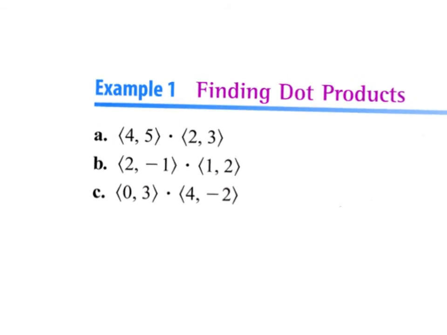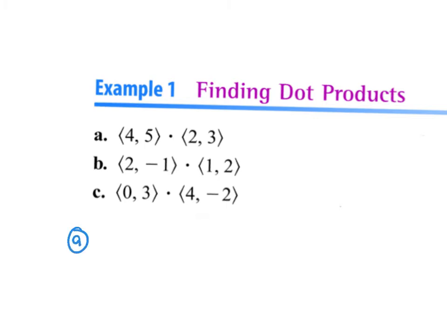On your test, it'll tell you to find the dot product or something like that, so you aren't guessing whether you're supposed to multiply. I told you, first goes with first. Second goes with second. So let's do letter A right now.